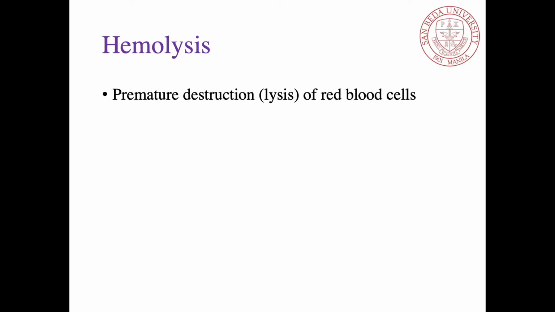Now, on the average, an erythrocyte has a lifespan of 120 days in circulation. Old or senescent RBCs are removed from circulation through phagocytosis that takes place mainly in the spleen. However, there are certain instances wherein RBCs are destroyed prematurely, and we call that occurrence hemolysis. And this happens because of underlying pathologies, which you will eventually learn about beginning in your second year.